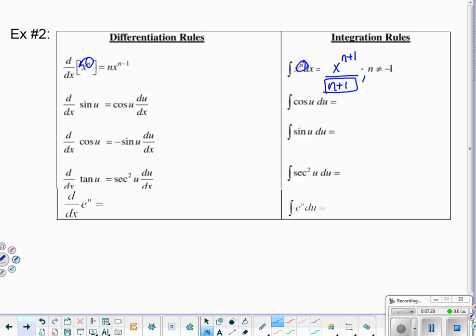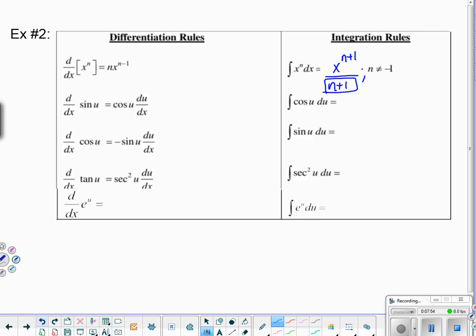Because really this n was an n minus 1 idea, right? So if I add a 1 to it, I'm back to n, which is what I have here. This one had been reduced by a power of 1, so we're adding back that power of 1. Okay? So there's rule number 1, the power rule of integrals.